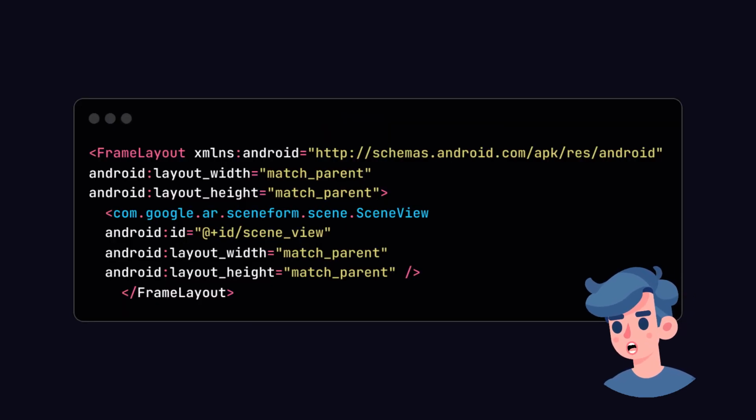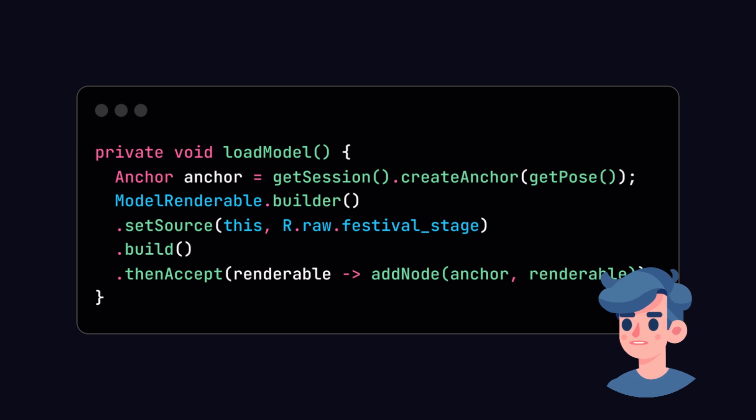Next, let's create a layout file for the AR fragment. Right-click on the res/layout directory and create a new XML file named fragment_ar.xml. This will host the AR view. Now, update the ARFragment class to load and display a 3D model when AR content is available. You can create a simple 3D model of a festival stage or a booth that users can view in AR.